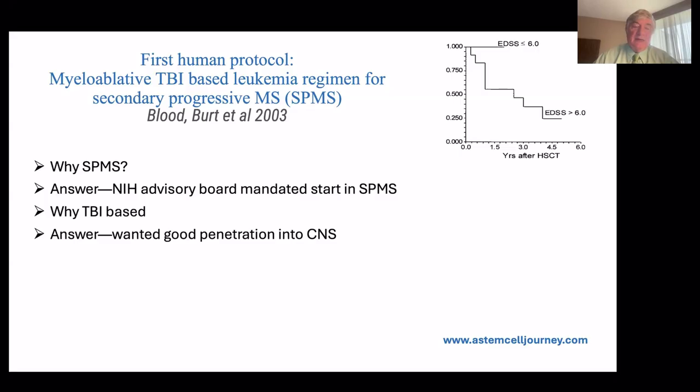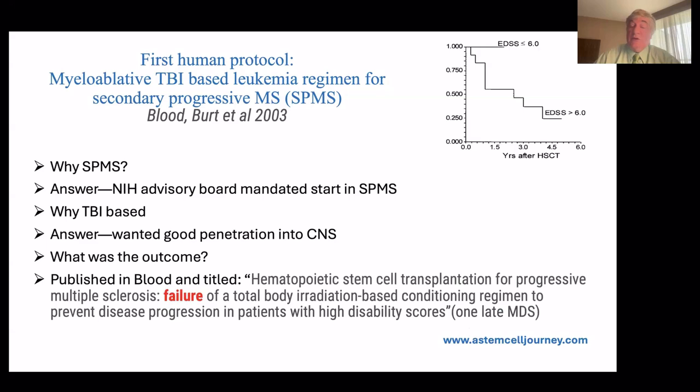And why use TBI, which is very myeloablative total body radiation? It's because we want to get good penetration into the central nervous system. There's always a question if a drug could cross the blood-brain barrier. Obviously, in areas of inflammation, it could. In other areas, the question remains. So we just wanted to get good penetration. So we used that regimen. And what was the outcome?